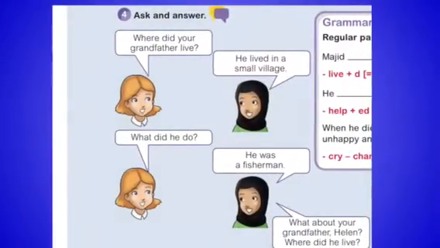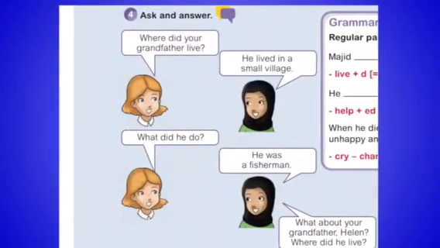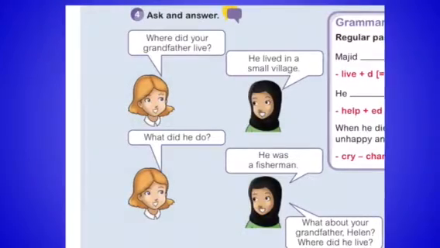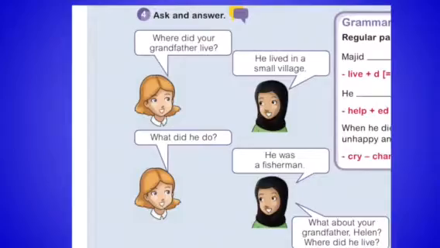Ask and answer. Where did your grandfather live? He lived in a small village. What did he do? He was a fisherman. And what about your grandfather, Helen?